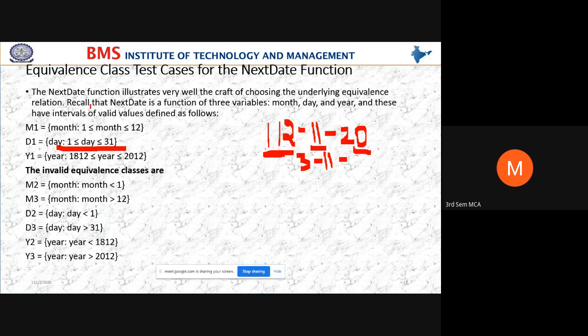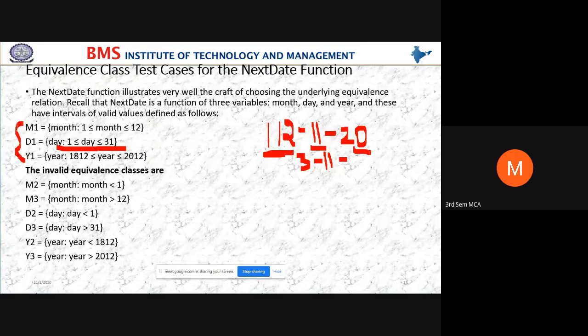The next day function illustrates very well the craft of choosing the underlying equivalence relation. Recall that next day is a function of 3 variables. Students, we know that in the next day function we use 3 variables. Which are those 3 variables? Month, day, and year. Students, if you see this, these are the subsections.